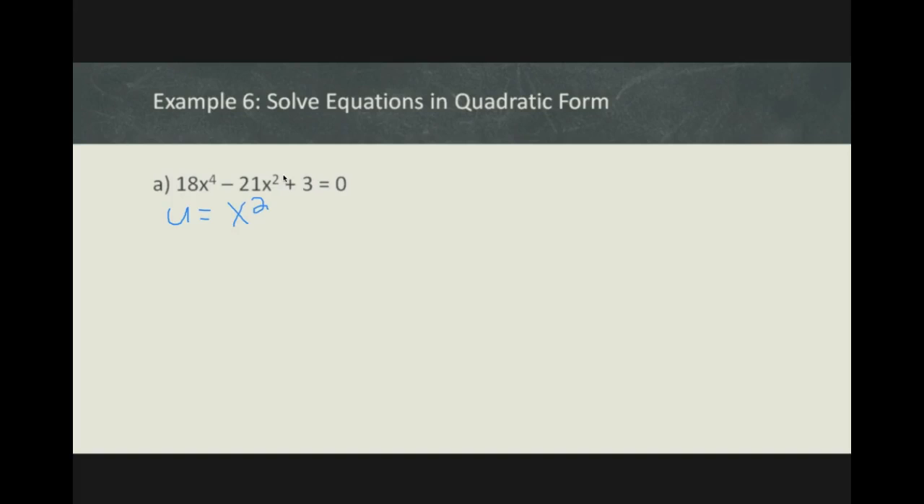So this can be rewritten as 18u, which is x squared. So you would have to square that, minus 21u plus 3. 18, 21, and 3 all have a GCF of 3. So you can take out a GCF. So we get 6u squared minus 7u plus 1.